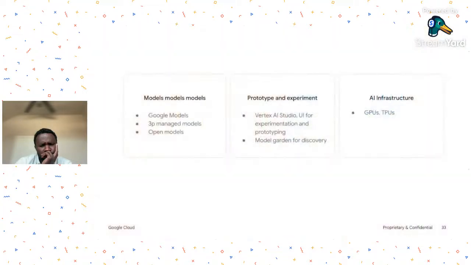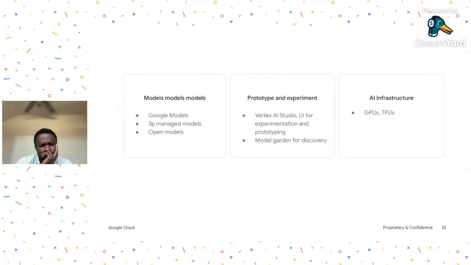So let's do a quick recap of all the latest and greatest newness that we've covered so far. I spent a whole lot of time talking about models and even more models. We talked about the Google models, like the new Gemini 2.0 models. We talked about updates to Imagen 3, but we also talked about some third-party managed models like the Anthropic models, as well as open models through Hugging Face.